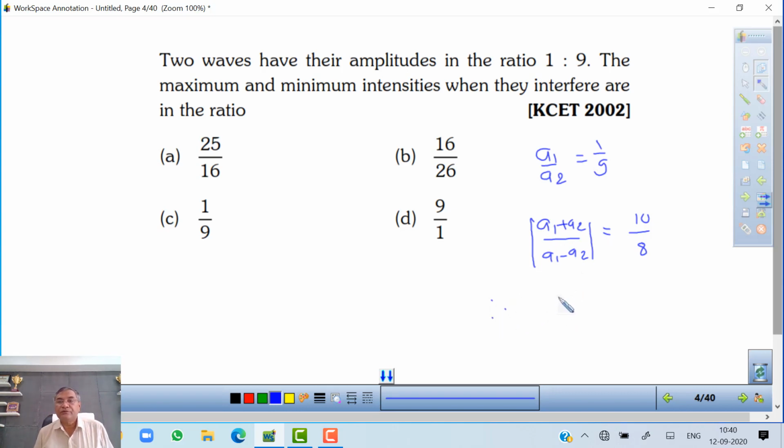So what we get, intensity I max upon I min is equal to 10 square is 100 divided by 8 square is 64. Okay, so this is 25 and this is 16. So option A is the correct one.